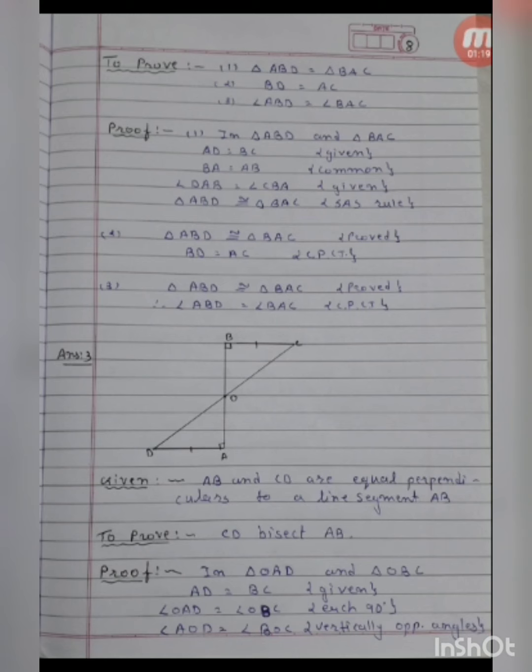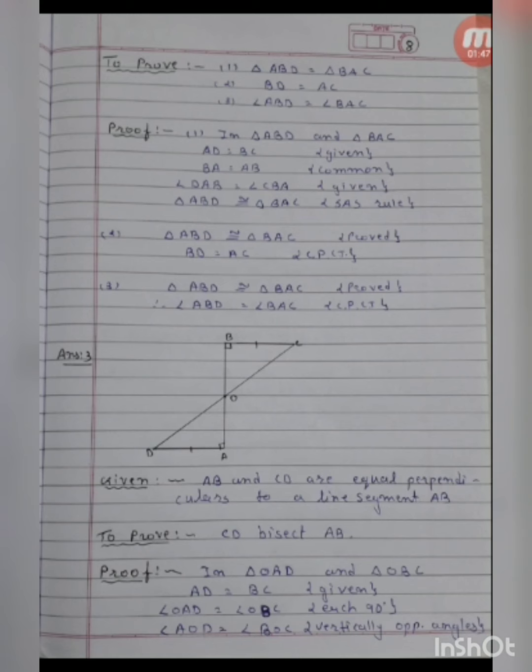Now, question number 3. Here, page number 119. AD and BC are equal perpendiculars to a line segment AB. Show that CD bisects AB. Means OA is equal to OB we have to prove. Now given AD and BC are equal perpendiculars to a line segment AB. To prove CD bisects AB.